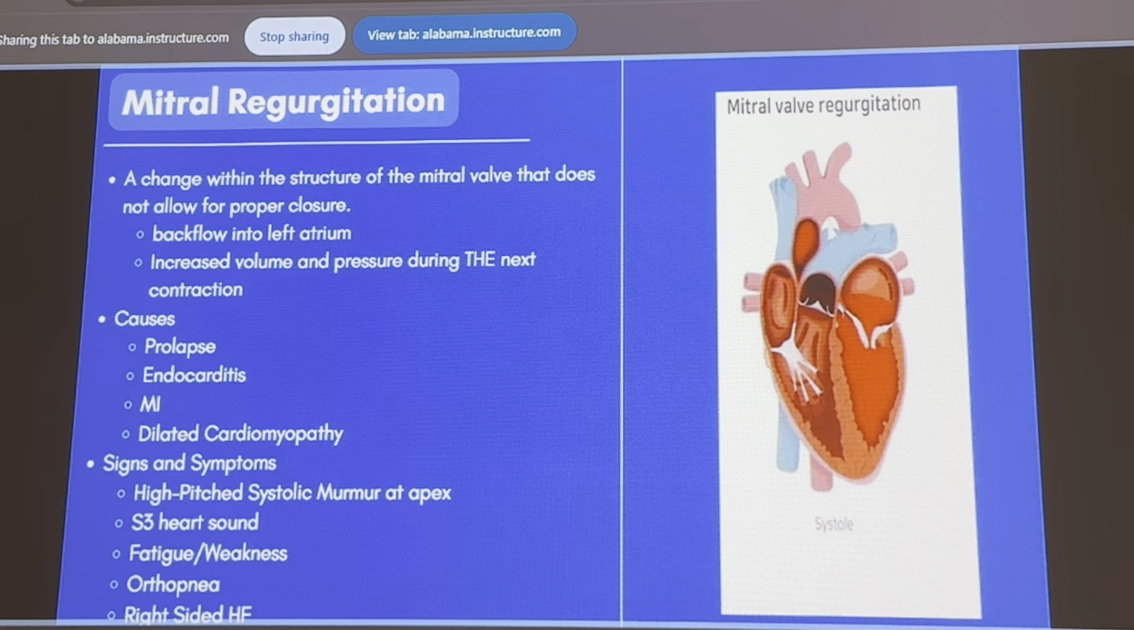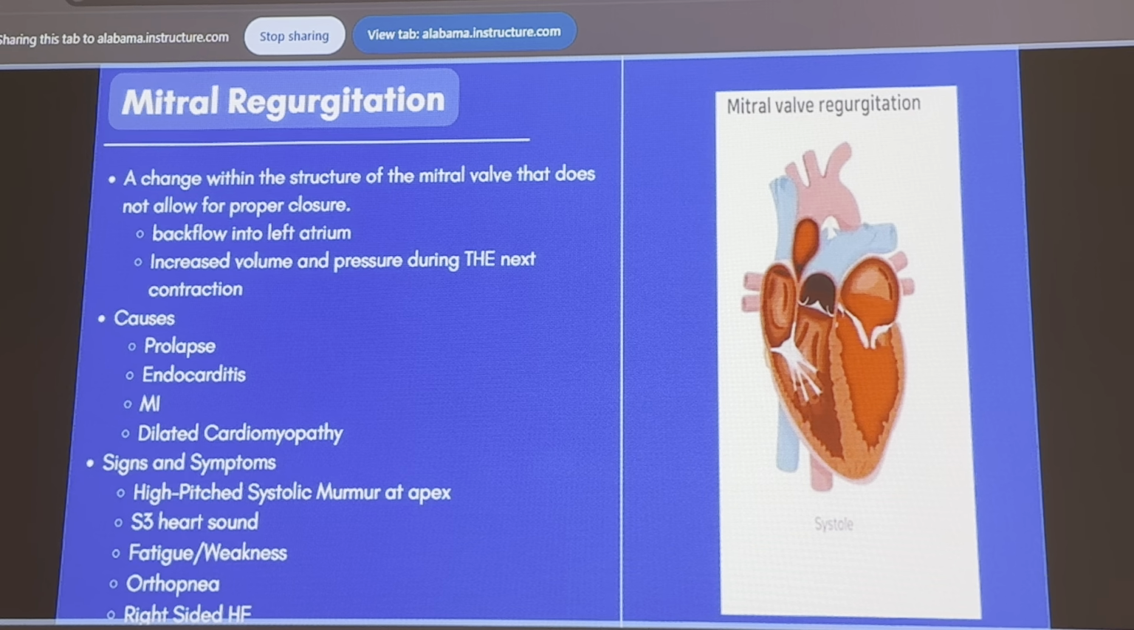Mitral regurgitation. So stenosis was an opening problem, right? So regurgitation is what? A closing problem. For some reason or another, the structural integrity, the structural makeup of my mitral valve is different than it normally should be. With that, my mitral valve does not close appropriately, as it should.